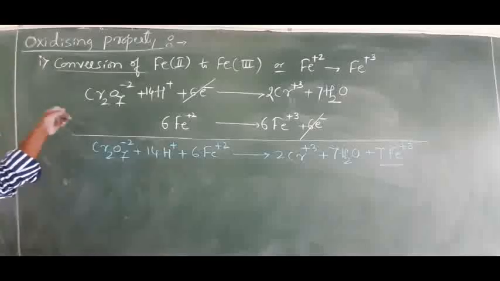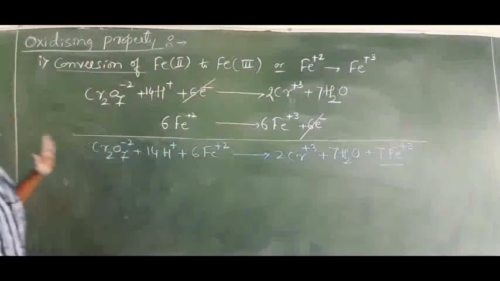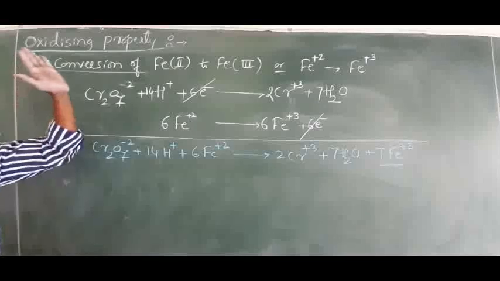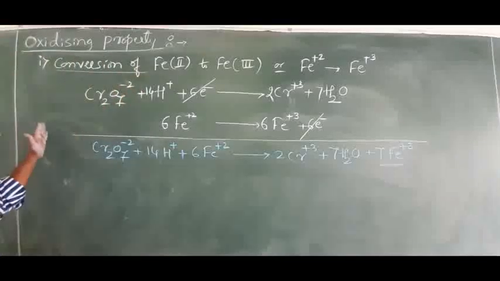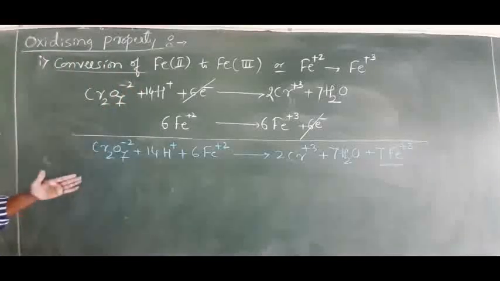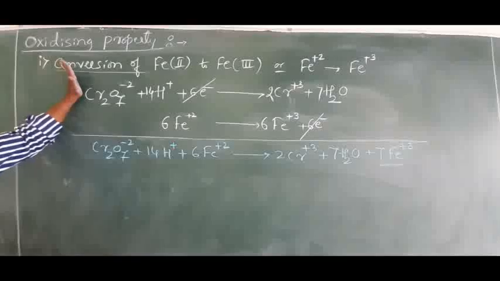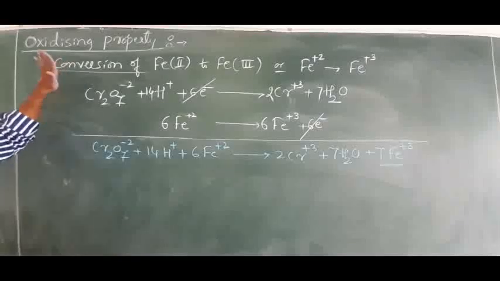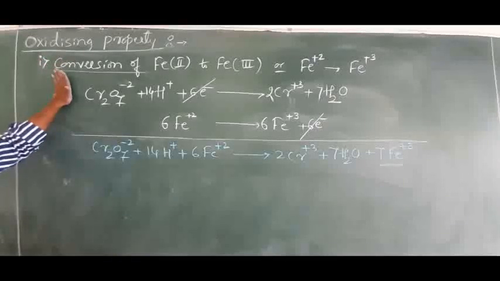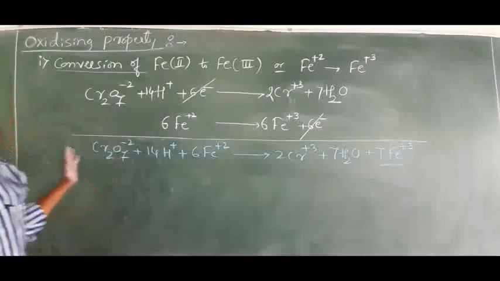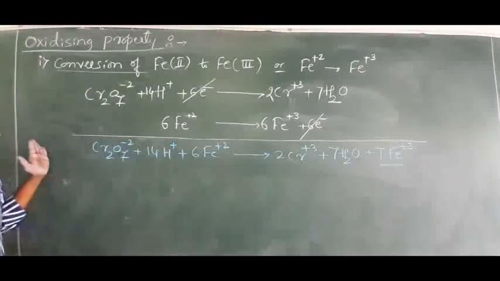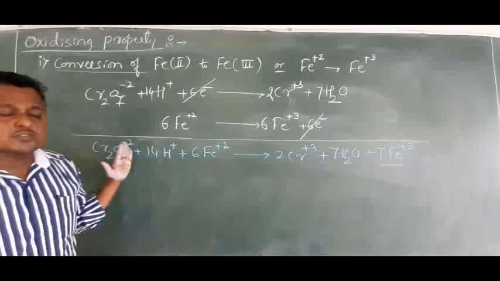First one, iodide to iodine; second one, ferrous to ferric. Similarly, friends, you can keep practicing with different examples of oxidation with acidified dichromate ion or acidified potassium dichromate. In the next video, we have another two examples of the oxidizing property. Thank you so much for watching.